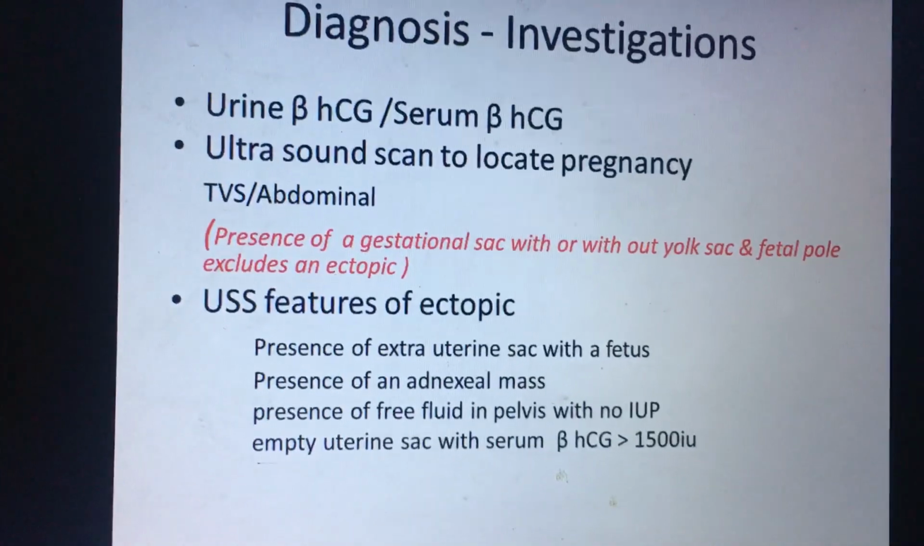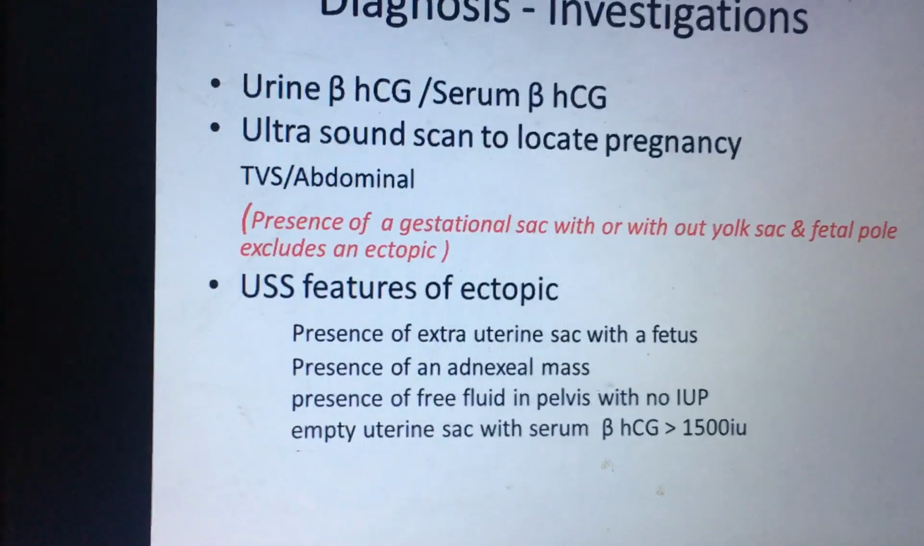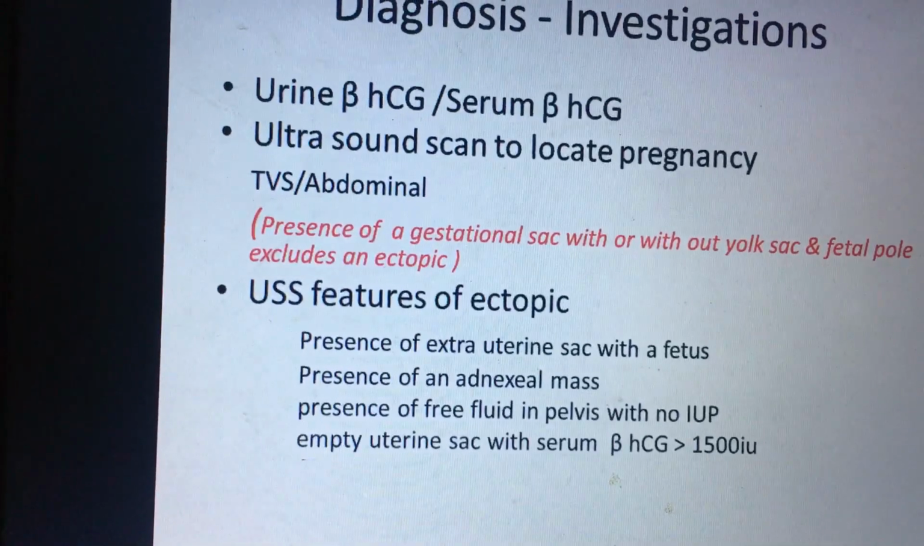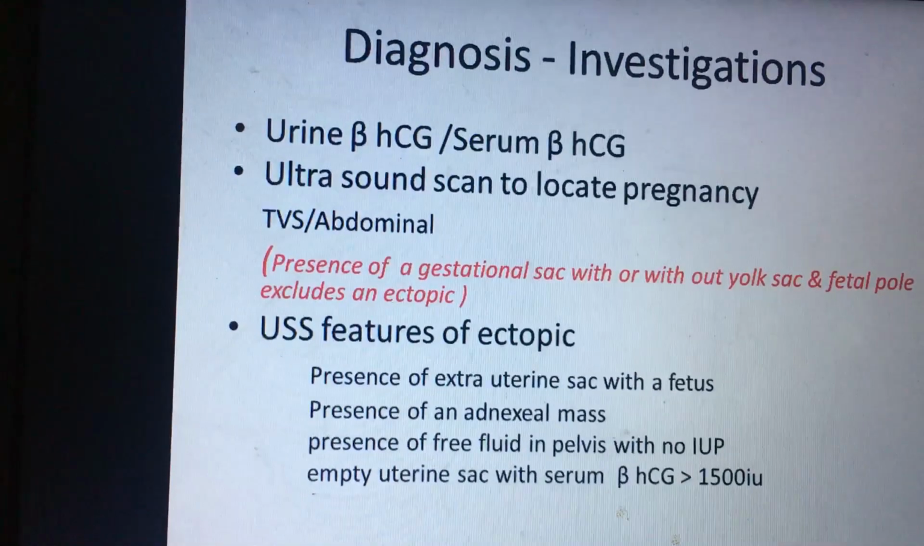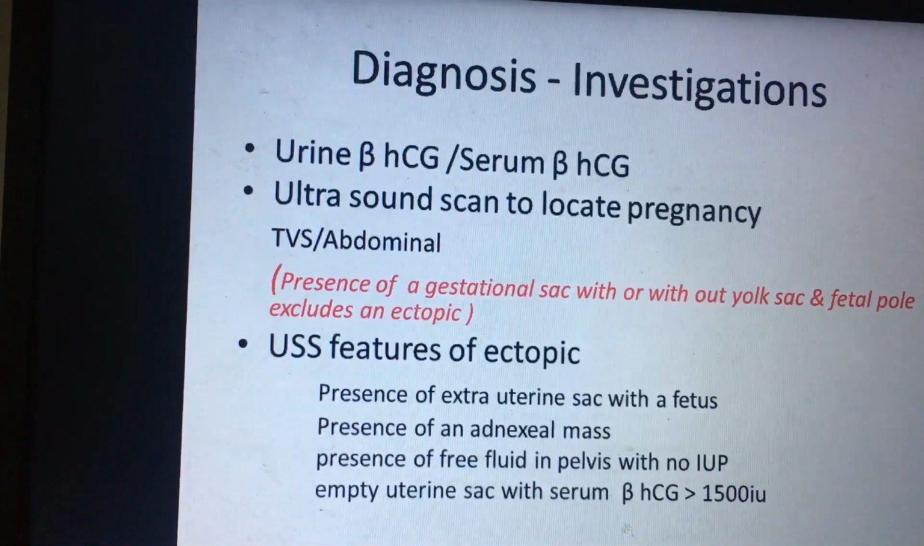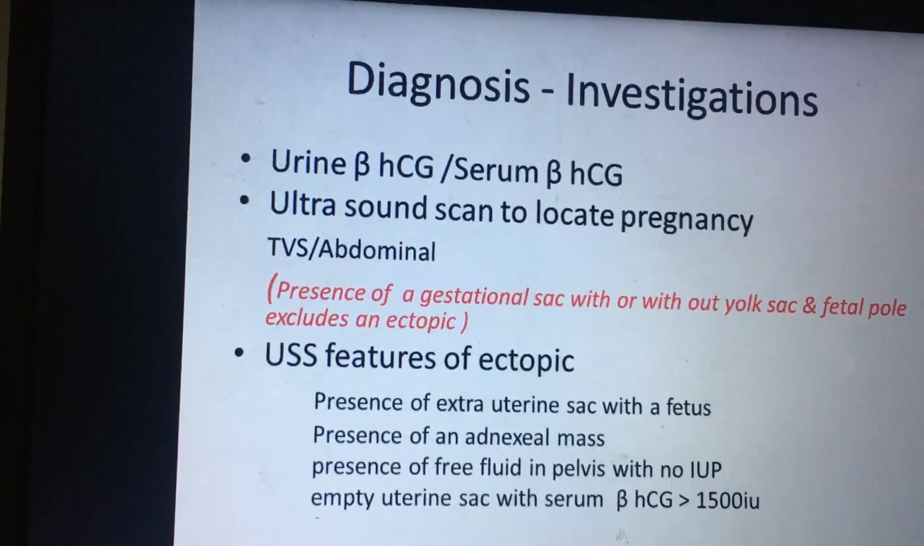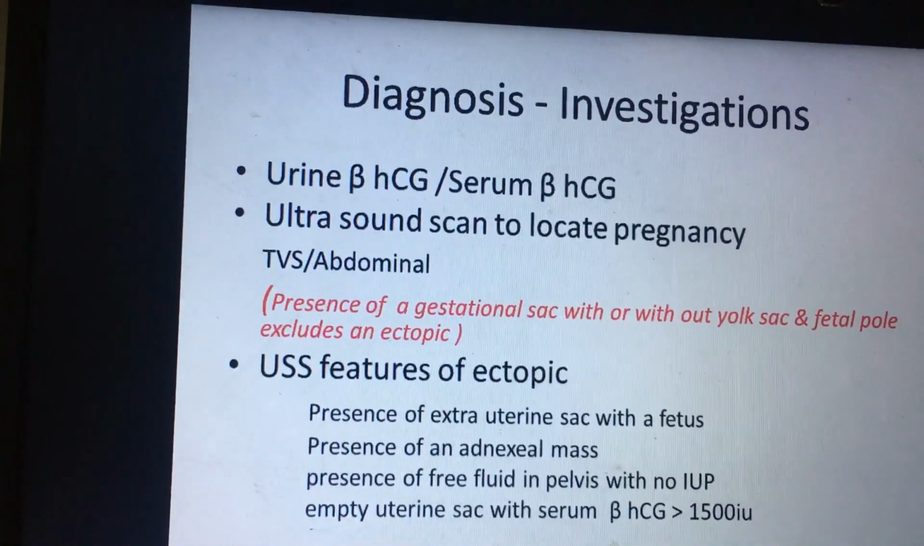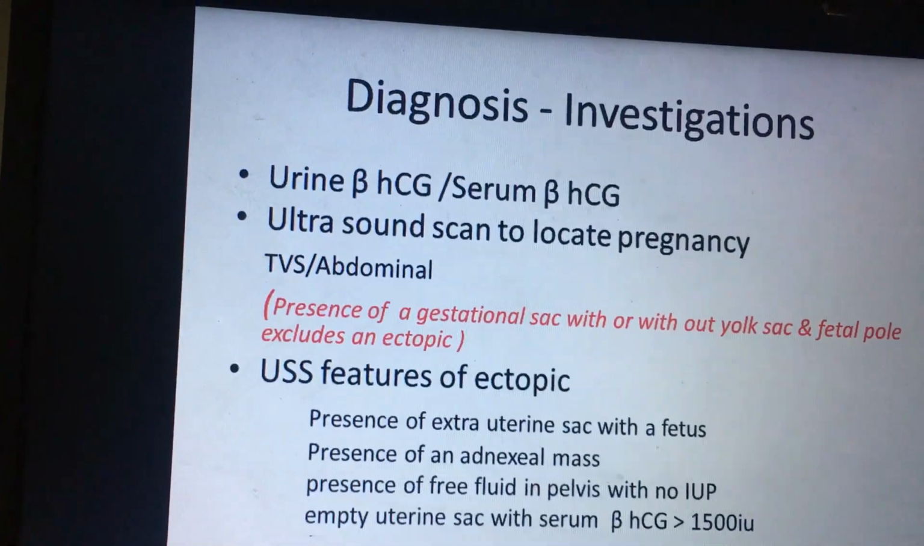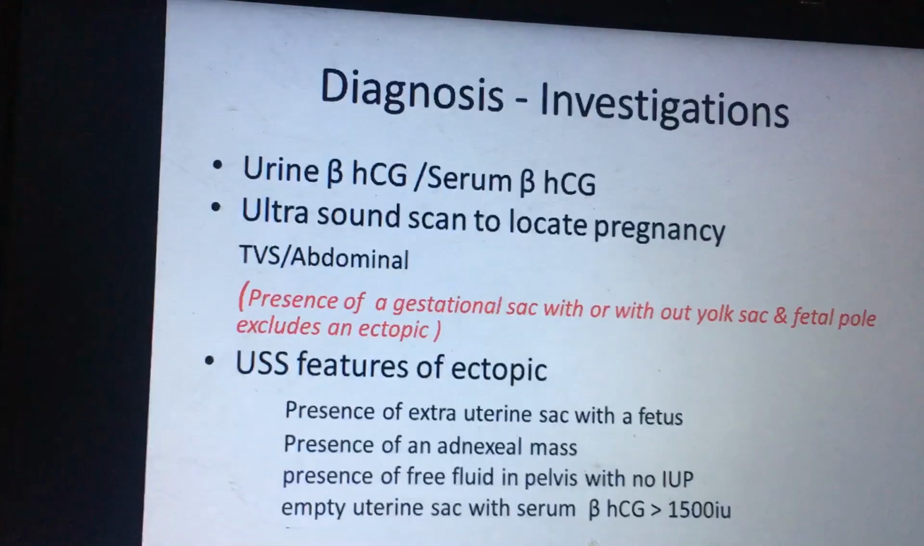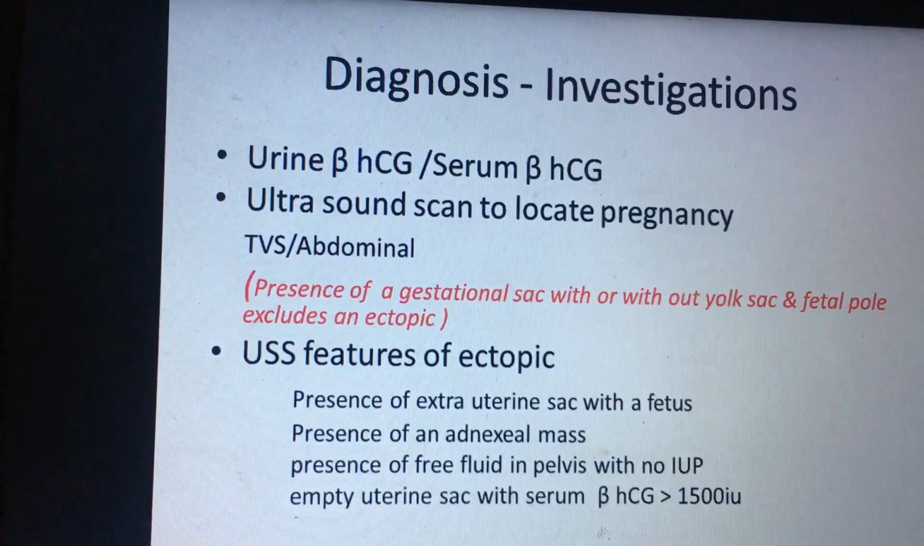So what are the ultrasound features of ectopic? Presence of an extrauterine sac with the fetus, or presence of an adnexal mass, presence of free fluid in the pelvis with no intrauterine pregnancy, and an empty uterine sac with serum beta HCG more than 1500.